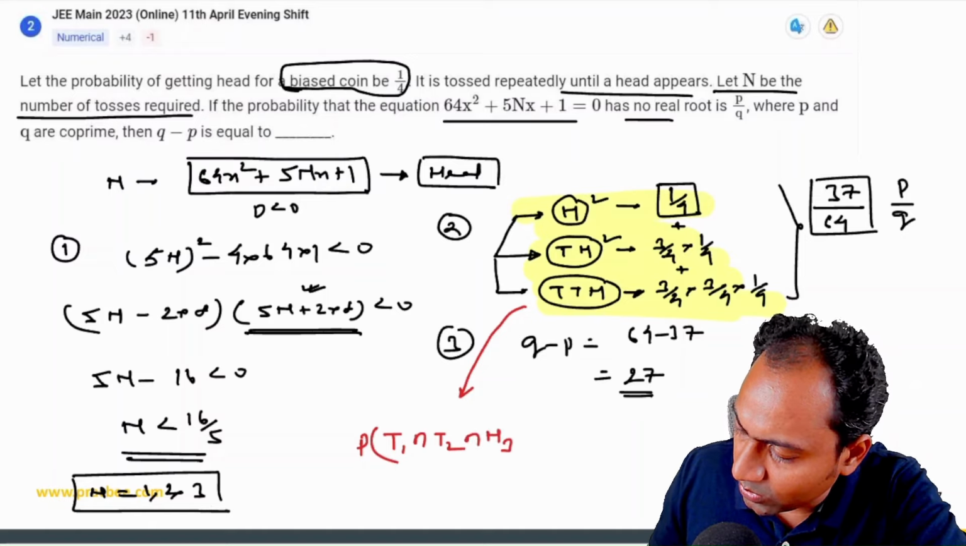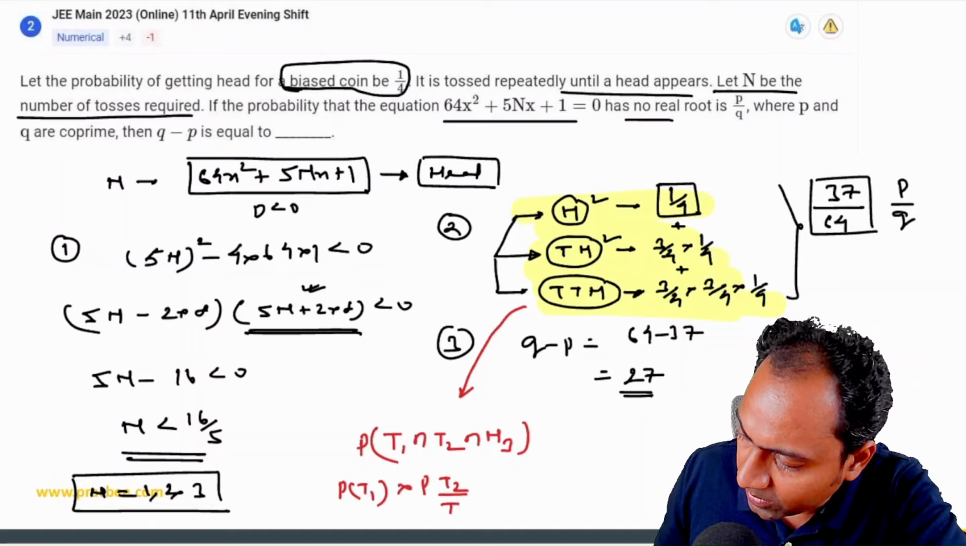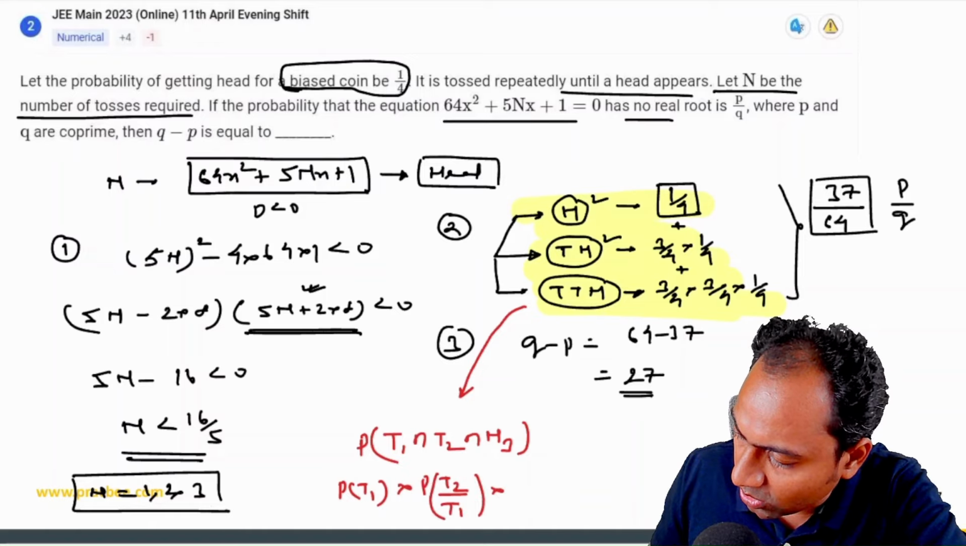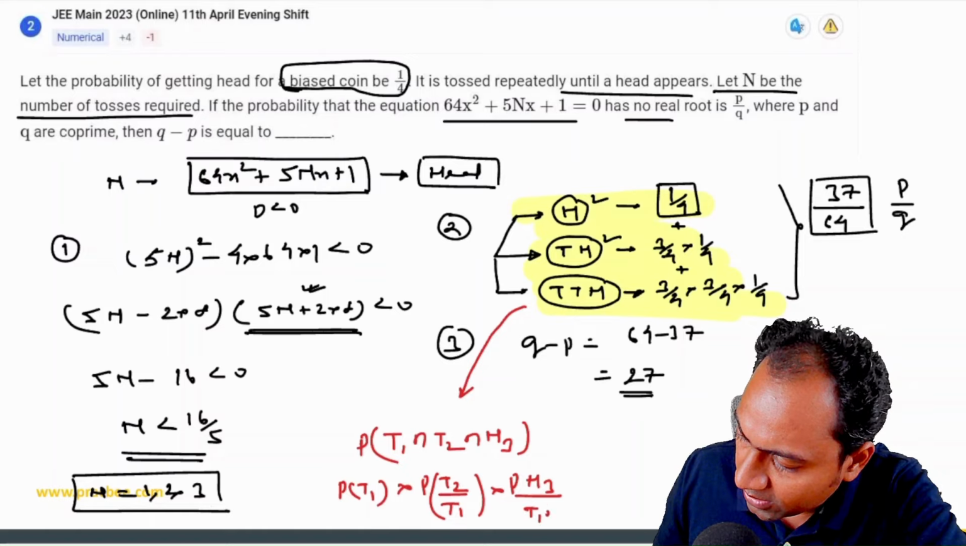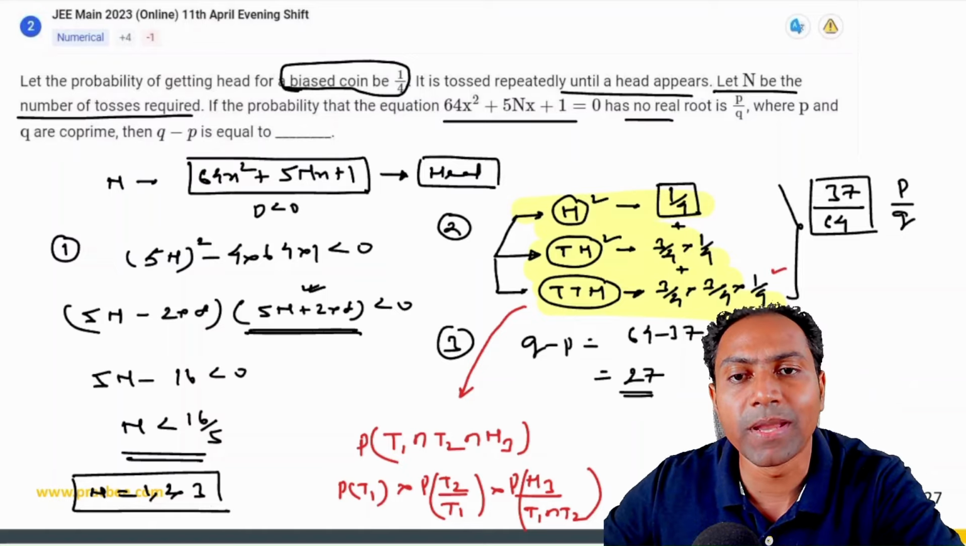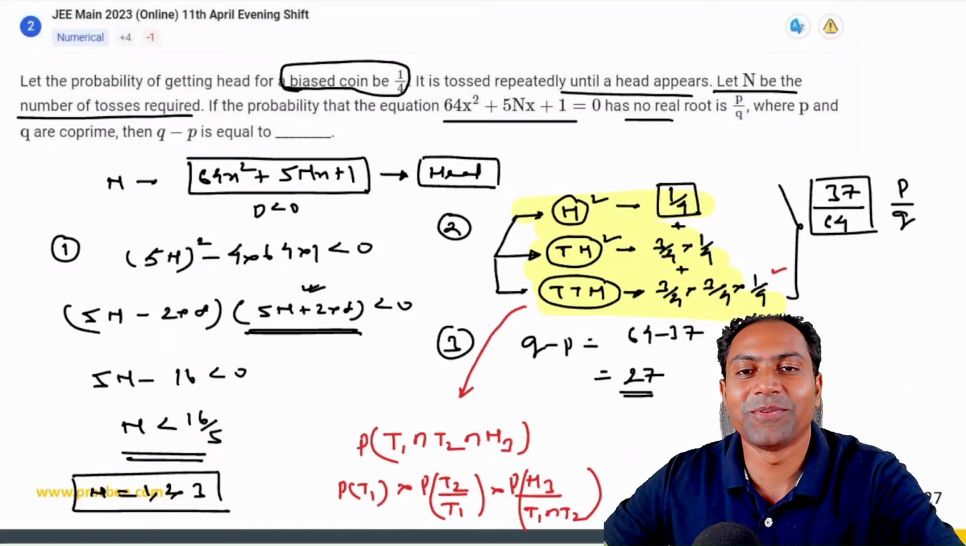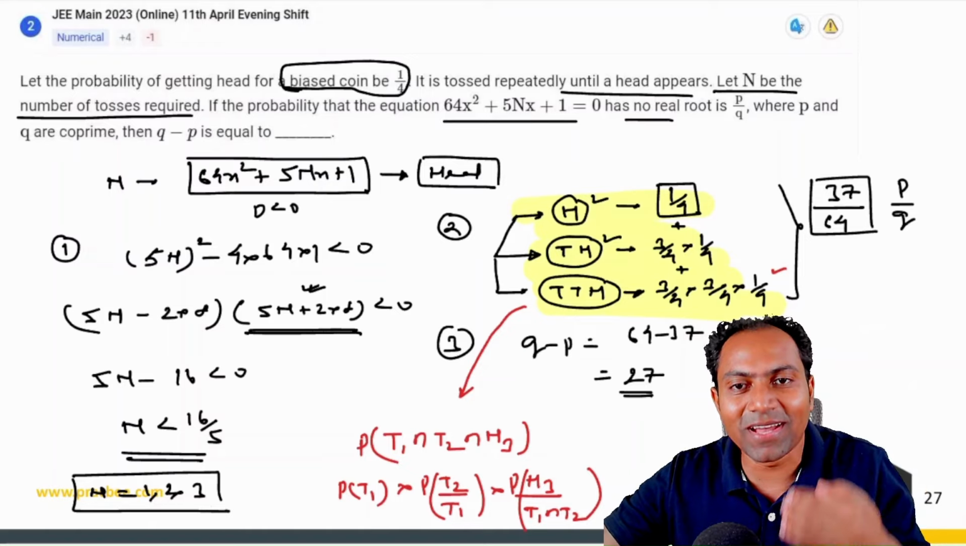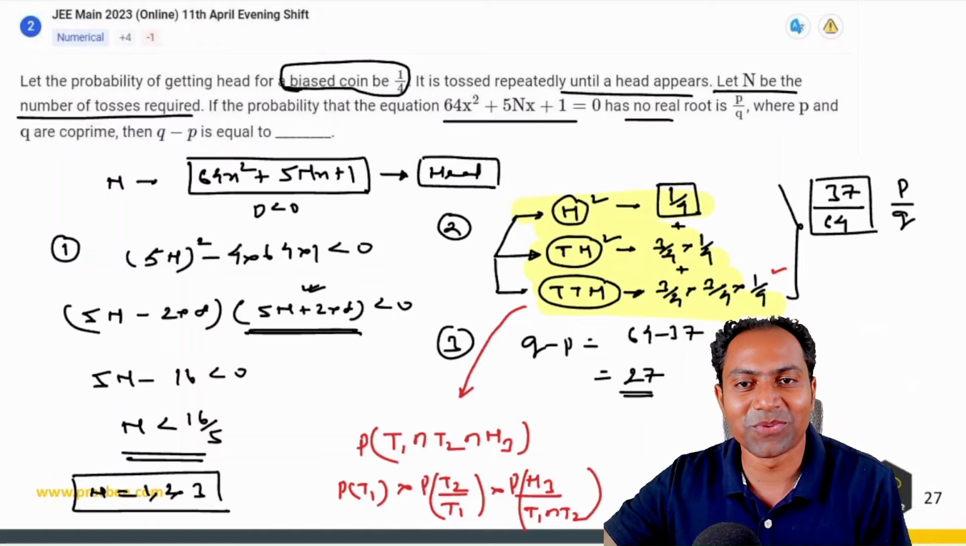So what I am doing is applying it here by saying that first tail occurs, then the probability of the second tail occurring when the first tail has already occurred, and then the third head occurring if the first two were tails. When we write it down, it comes out in this manner, and this is how we will be applying it. But you can see the way we are intuitively applying the multiplication theorem to get to an answer.